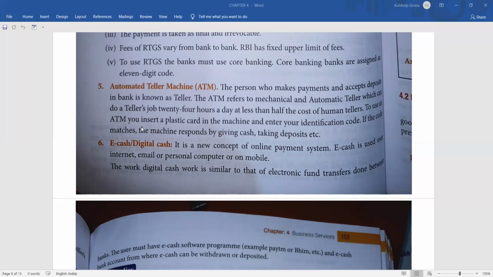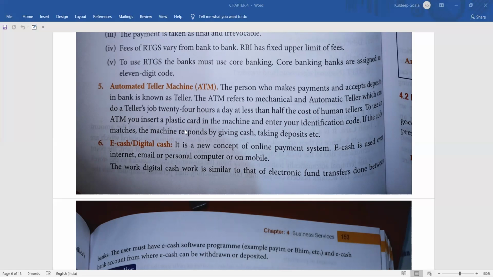Okay, to use an ATM, you just insert the ATM card, put your PIN, and automatically whatever service you want you can take. We can withdraw money, we can deposit money, you can transfer money. Okay, there are many facilities. You can even change the PIN code. Okay, all these benefits are there, right?